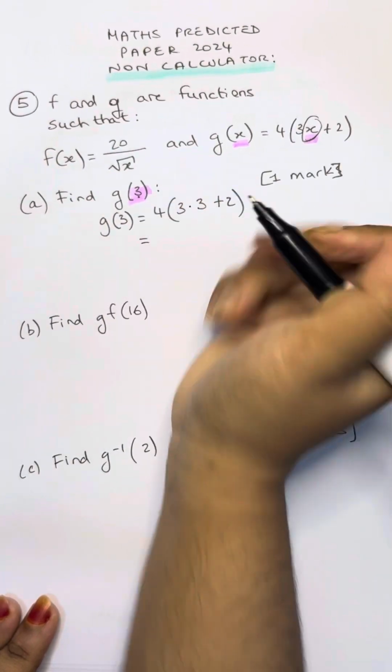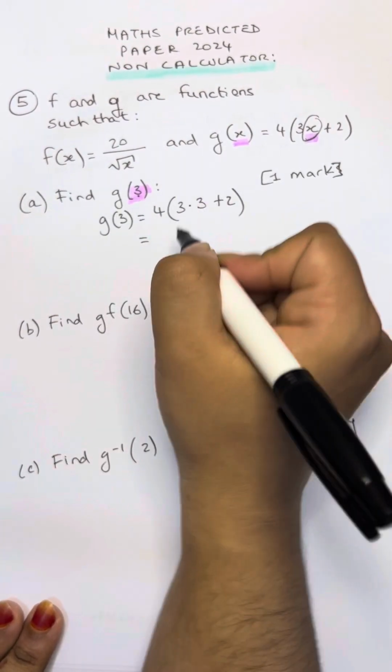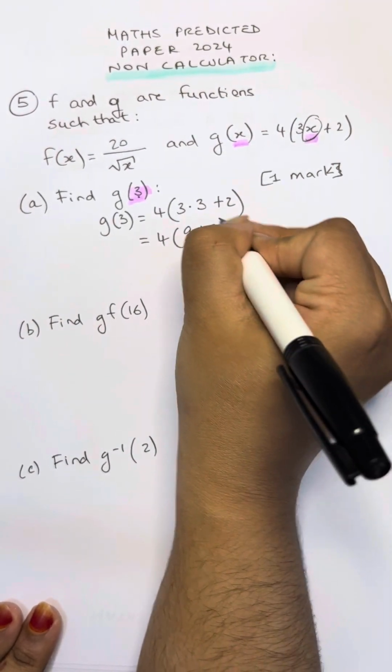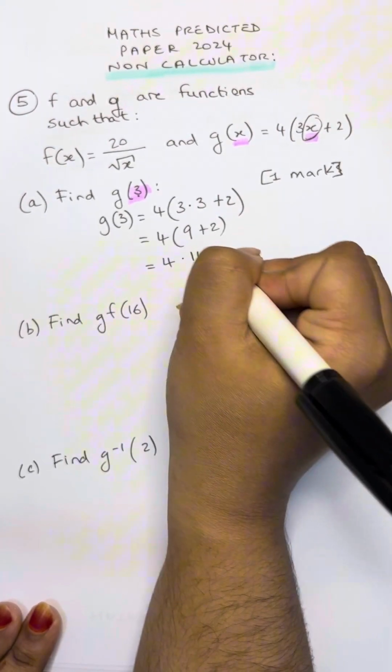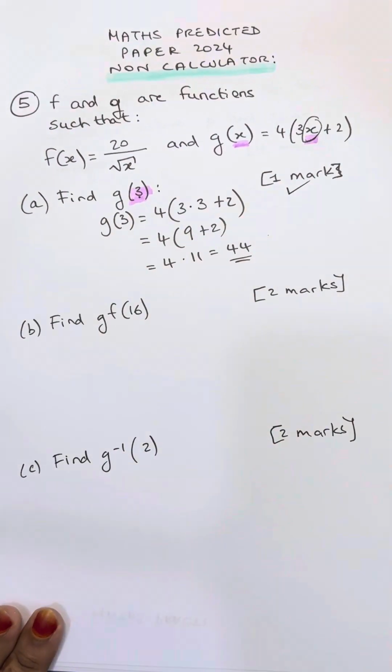When you see this type of question, remember that you need to substitute. So 3 times 3, that's 9, plus 2. So 9 plus 2, that's 11. So 4 times 11, that's 44. And that's going to give you your 1 mark.